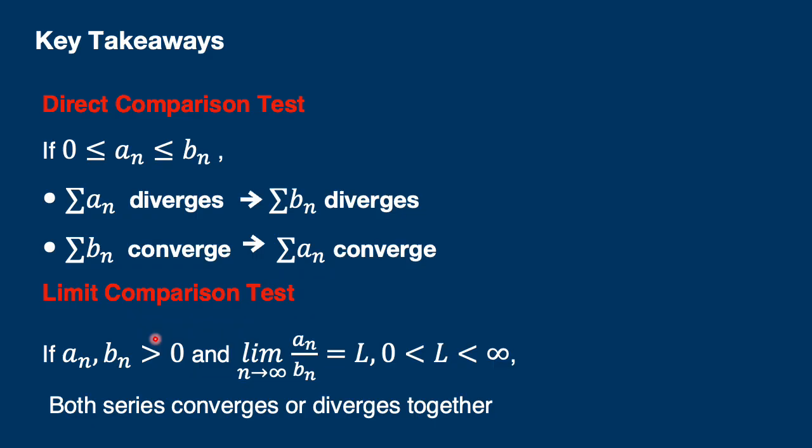If you find direct comparison is hard, then you use limit comparison. You find the ratio of a_n over b_n or b_n over a_n, and this limit must exist between 0 and infinity. If it is 0, we cannot use the limit comparison test. Both series converge or both series diverge. When do you use the limit comparison test? When it's very hard to find an inequality, then you can use the limit comparison test.